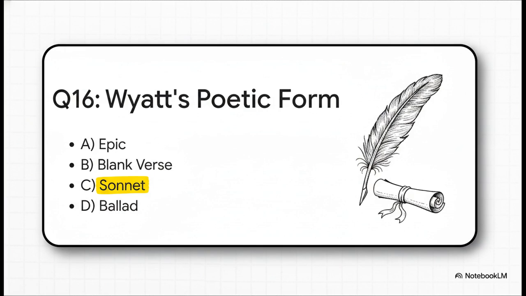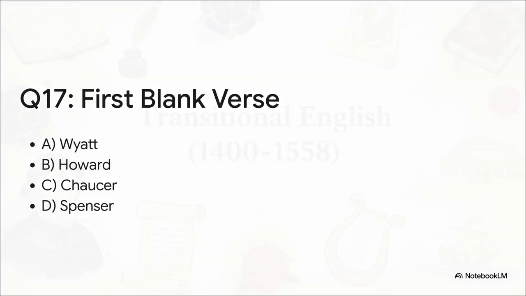It's the sonnet. Wyatt is the specific historical figure who bridged this literary gap, taking this highly structured, gorgeous form from Italy and dropping it directly into the English literary tradition. Moving right along to question 17. Which poet was the first to use blank verse, meaning unrhymed, 10-syllabled verse, in English? Was it A, Sir Thomas Wyatt, B, Henry Howard, Earl of Surrey, C, Geoffrey Chaucer, or D, Edmund Spenser? The answer here is B, Henry Howard, Earl of Surrey.